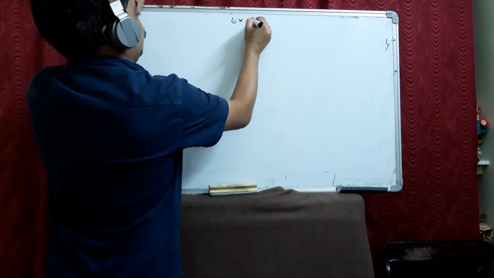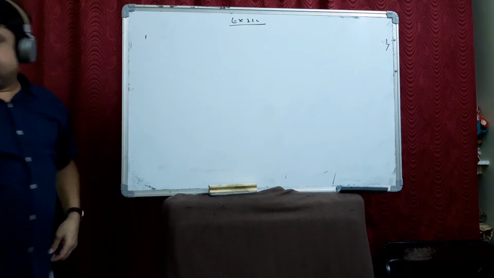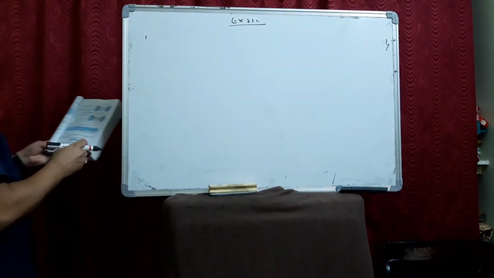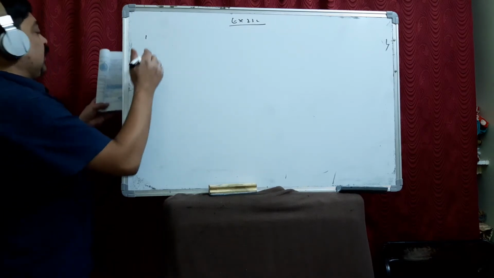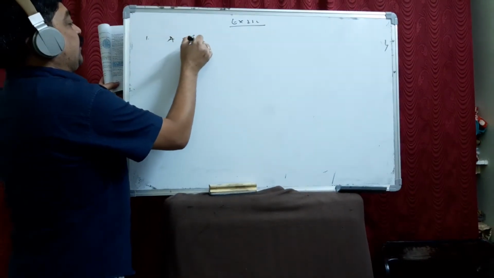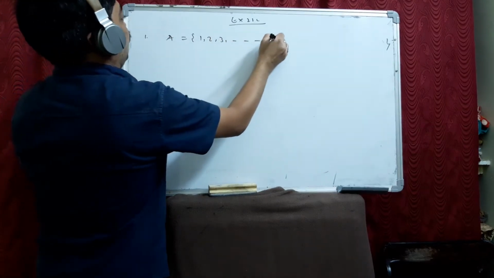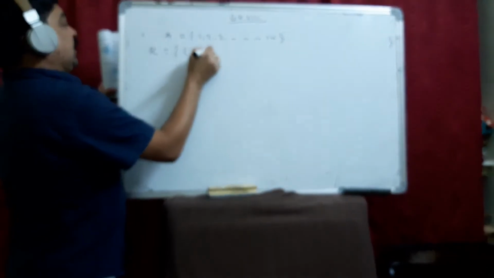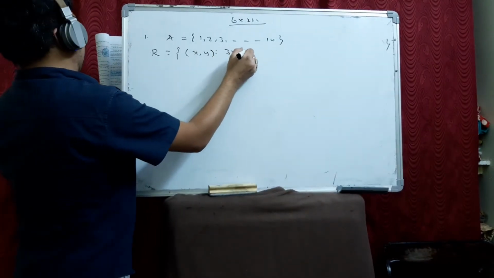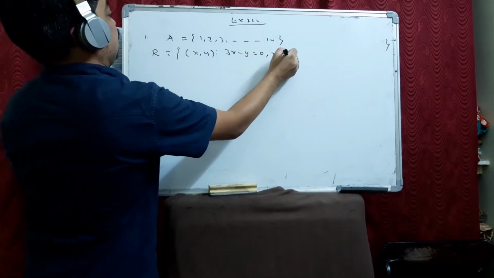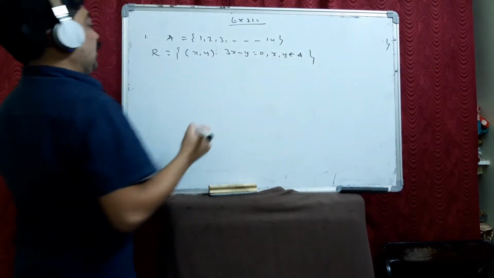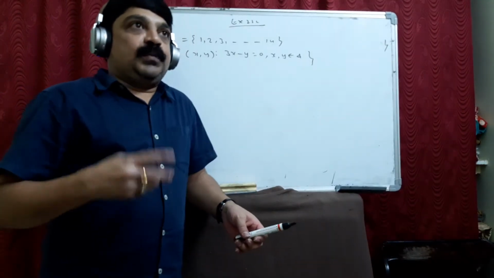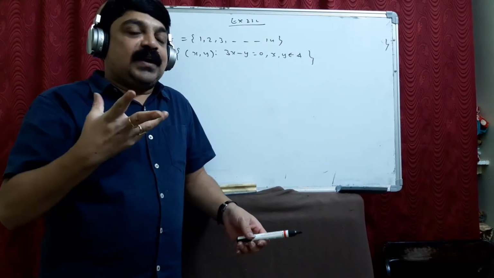Exercise 2.2. So the first question. You are given A as a set of elements from 1 to 14, and you are asked to make a relation R such that (x, y) where 3x minus y equals 0, and (x, y) belongs to A. One more thing I want to tell you: you will be asked to find it in roster form and set builder form, two things.